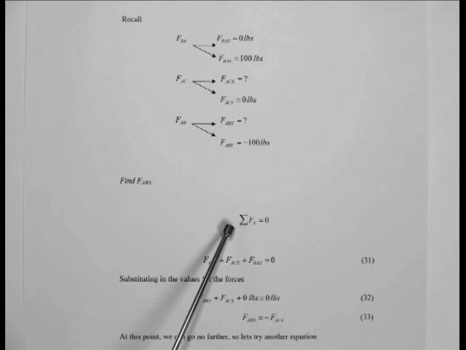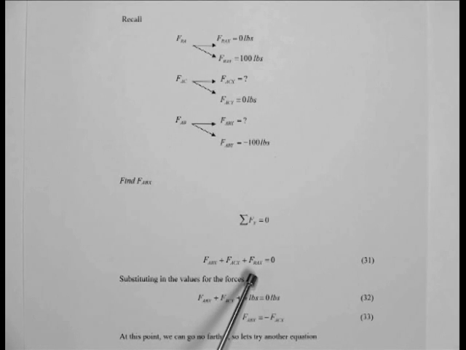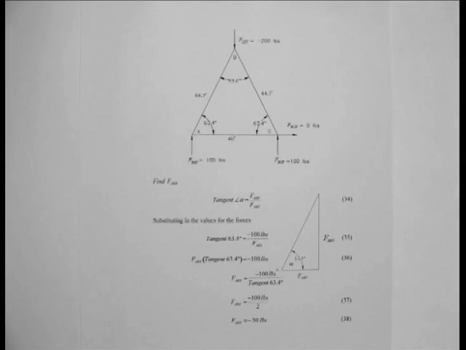To find the force along member AB in the x direction, we sum the forces in the x direction to equal 0. Thus, the force ABX, the force ACX, and the force RAX must sum to 0. If we substitute in the known values for the forces, we find that the force ABX and the force ACX must equal 0 pounds, or the force ABX is equal to the opposite of the force ACX. At this point, we can go no further, so let's try another equation.